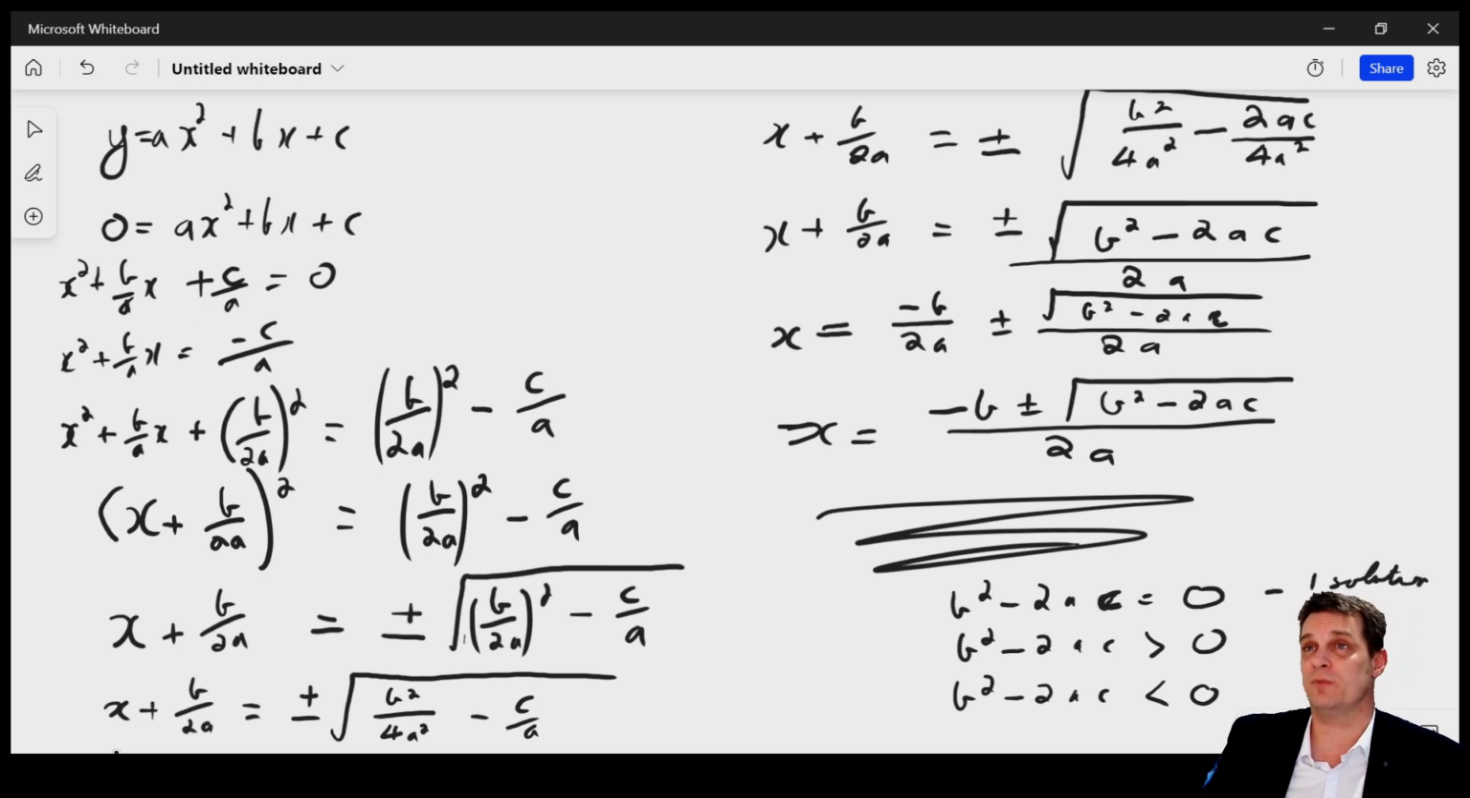When it is larger than 0, it will be as per the previously drawn diagram at the start. So there will be minus b plus or minus a value, so +1, -1, whatever the different values are, which means there are two solutions. And if this is less than 0, then we have the square root of a negative number, which is undefined inside the real space, which therefore means 0 solutions. In other words, the graph does not intersect with the x-axis.